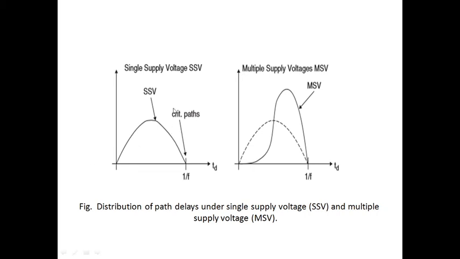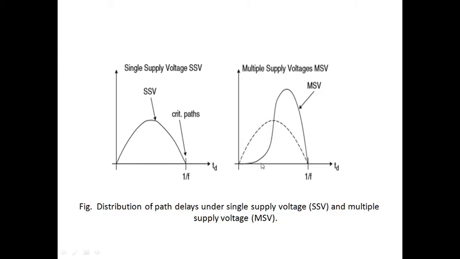See here, this is the single phase supply voltage. This is a graph for single phase supply voltage for clock frequency. This is the clock graph for single phase supply voltage. Then this is the clock graph for multi supply voltage. See here, in this graph, this half clock cycle is good for single supply voltage.